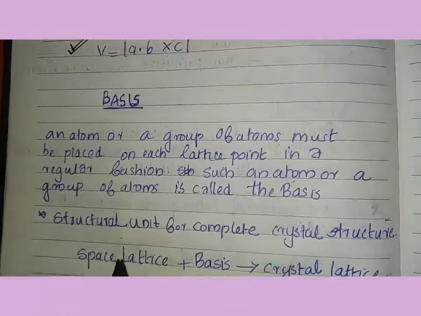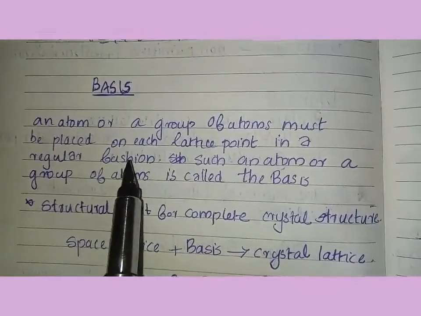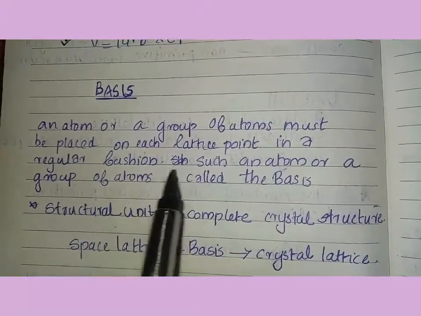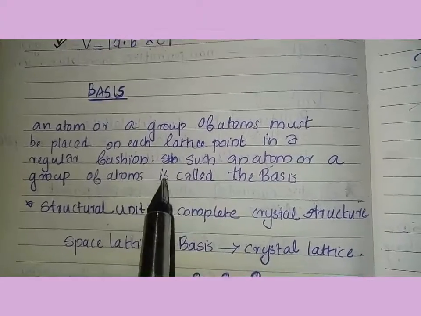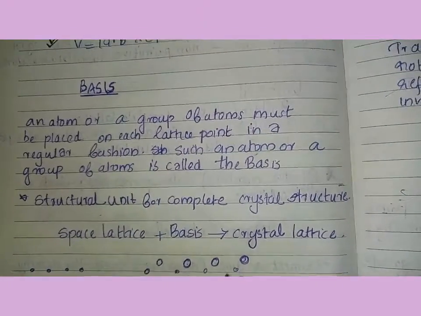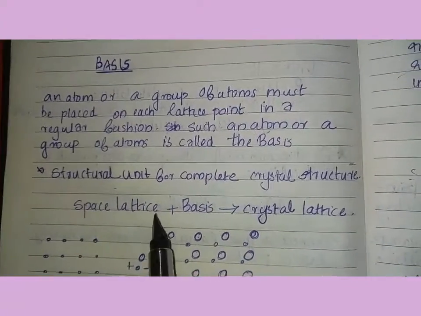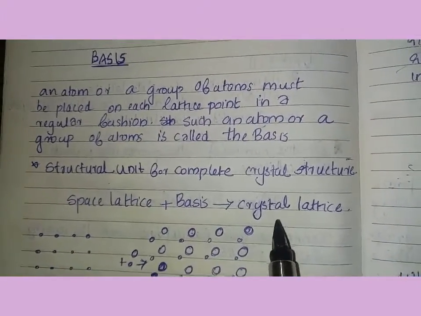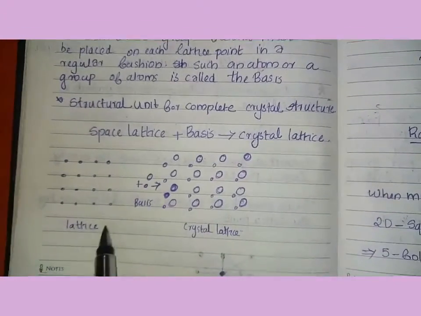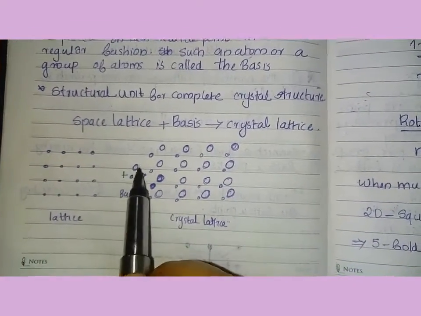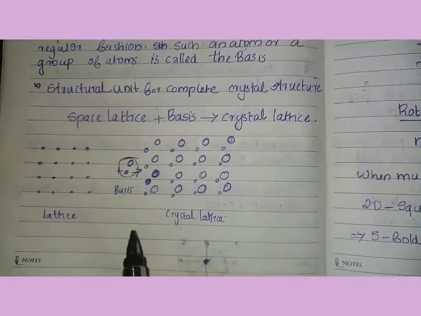What is meant by basis? An atom or a group of atoms must be placed on each lattice point in a regular fashion. Such an atom or group of atoms is called the basis. The structural unit for the complete crystal structure is called the basis. The space lattice plus basis equals the crystal lattice. That is, the crystal lattice is the sum of lattice plus basis.